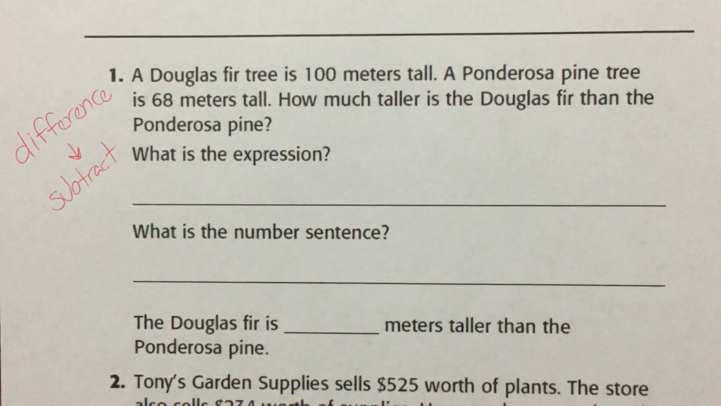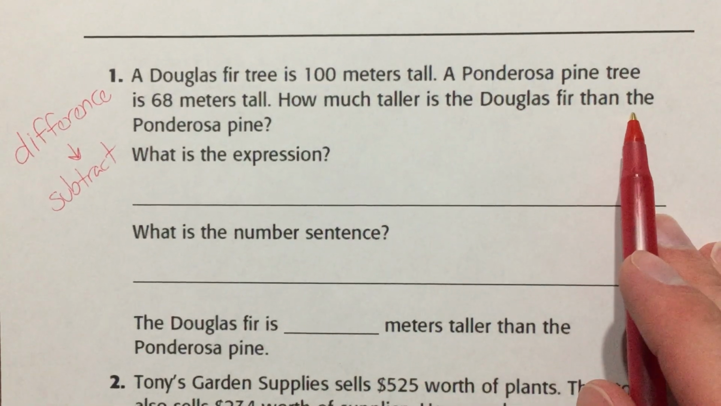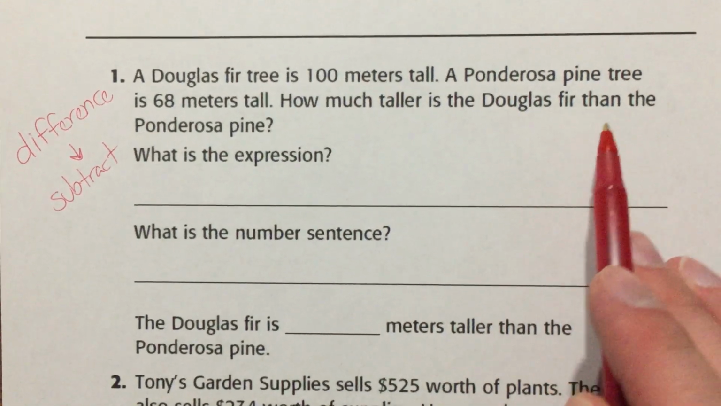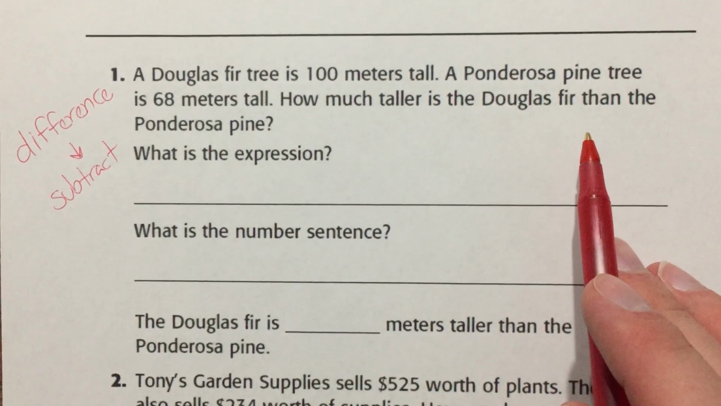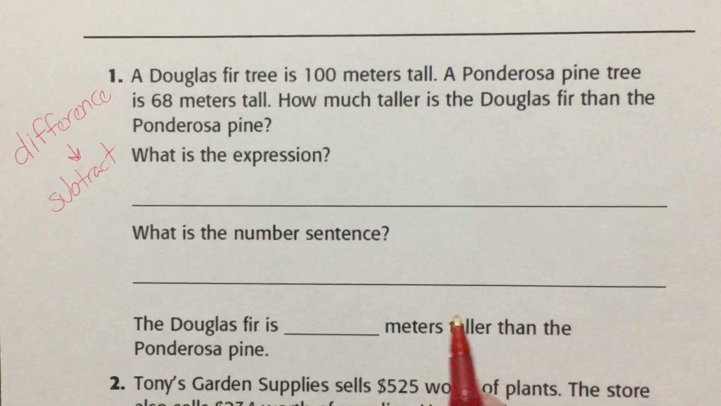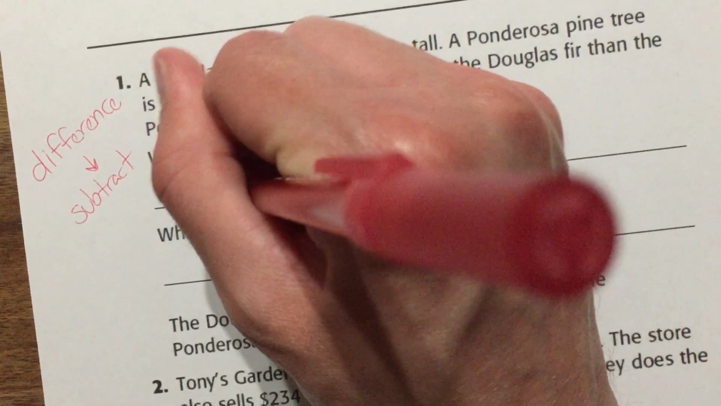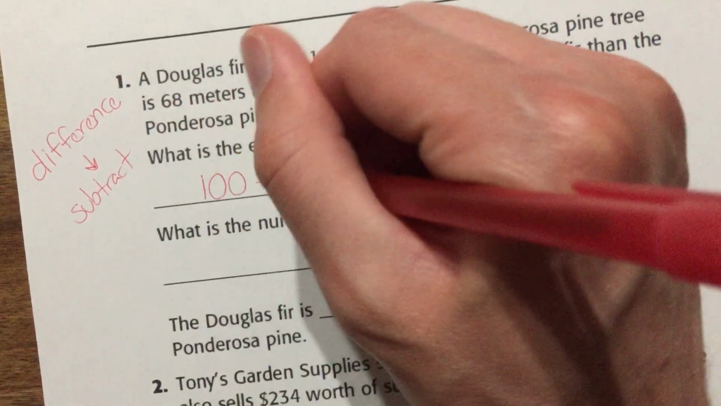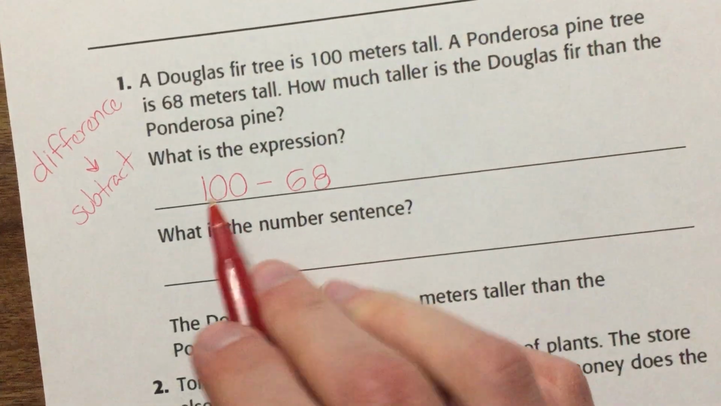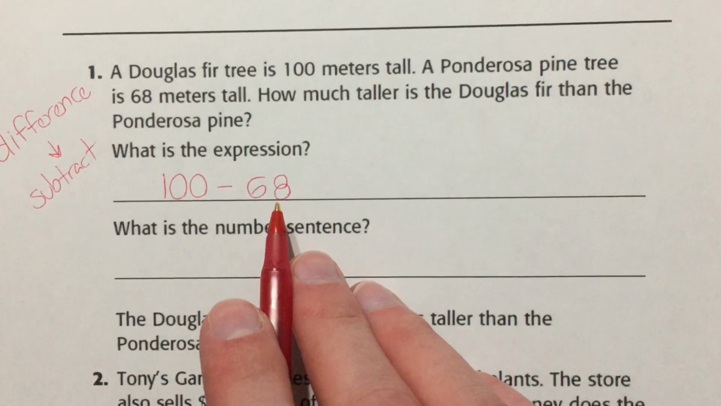So how much taller is the Douglas fir than the ponderosa pine? That is a type of sentence that's going to lead you to think, the word taller than. Taller right here, than right here. That tells me we're going to be dealing with a difference problem. We're going to be trying to tell the difference between these two. That is a subtraction problem. So, subtraction tells me, we have 100. We're going to subtract the other number we have, 68. That's going to tell us the difference between those two. That's going to tell me how different those two numbers are, how far apart they are.